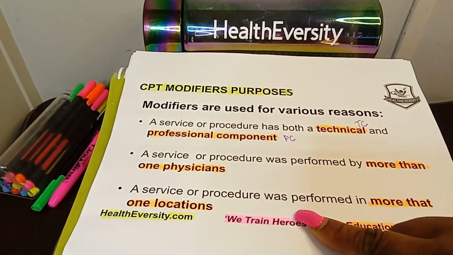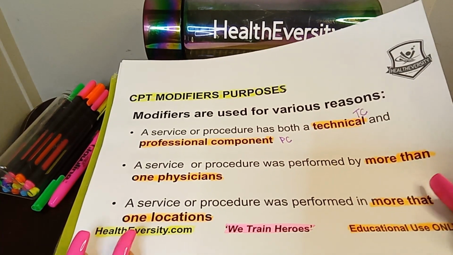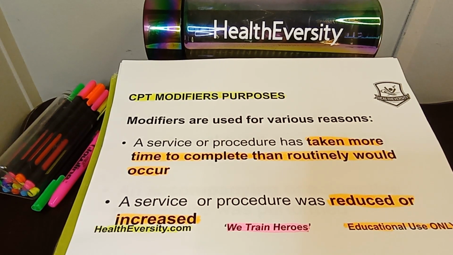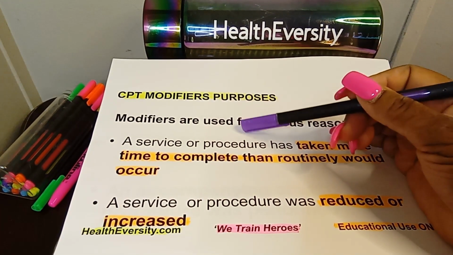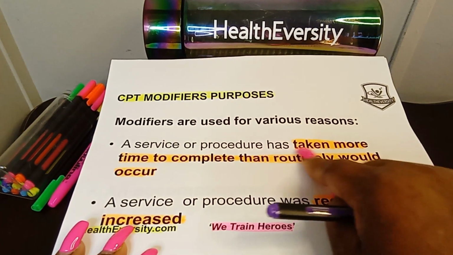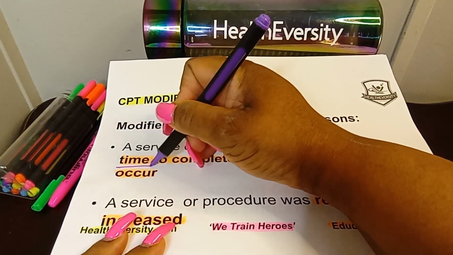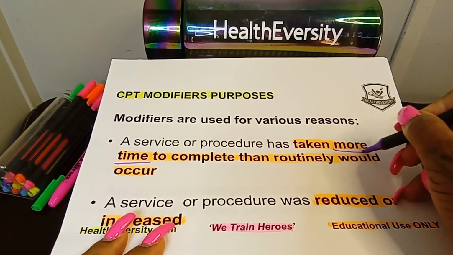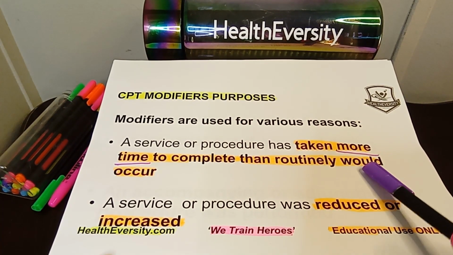A service or procedure was performed in more than one location, okay? It can be 2 locations in the hospital. One is oncology, one is something else for treatment, different locations. So they have to have that modifier to tell the story. So modifiers are used for various reasons. The service or procedure took more time, right here, more time, to complete than routinely would occur.